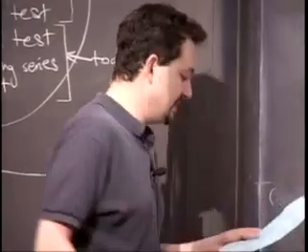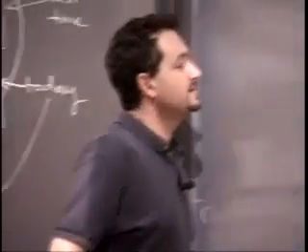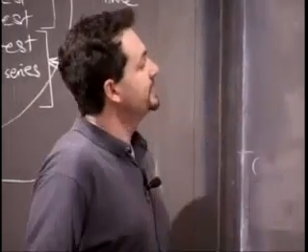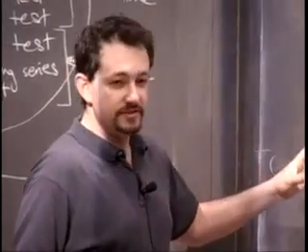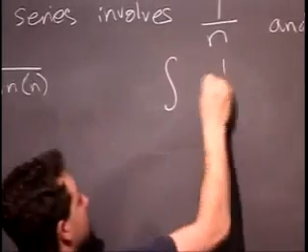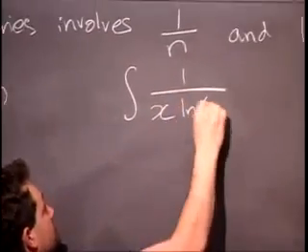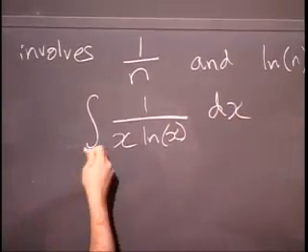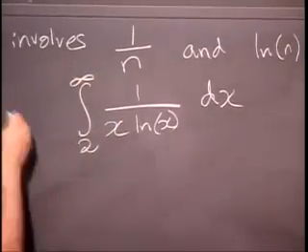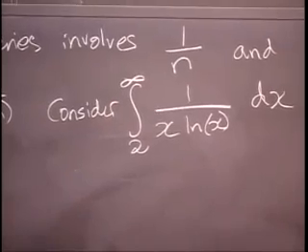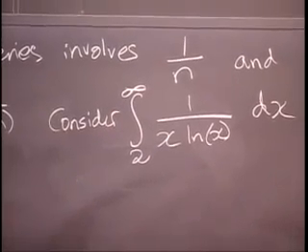Now, I'll tell you what the test is, and then I'll give you a bit of justification. It's a nice little test. What it says is, instead of a series, you can write down an integral. So you write down this integral. You just change the n to an x, and then you have to put a dx. And instead of summing from 2 to infinity, you integrate from 2 to infinity. So consider this integral. Okay, so you've transformed the problem to an integral.